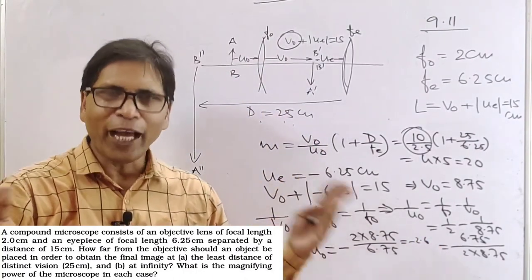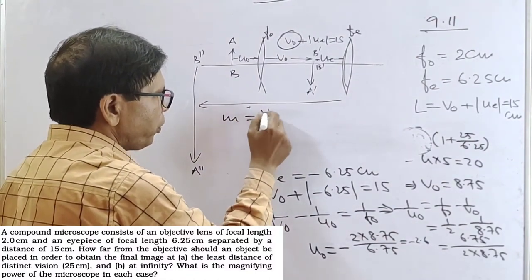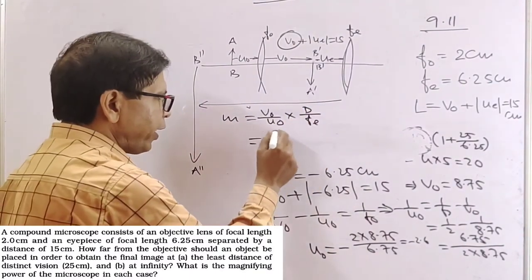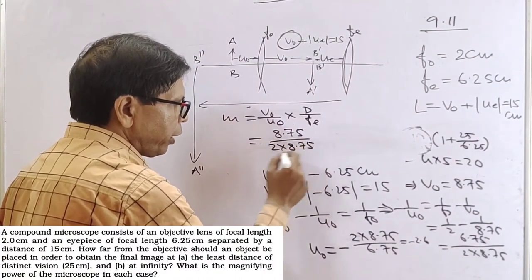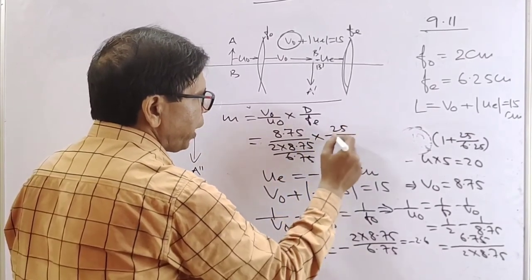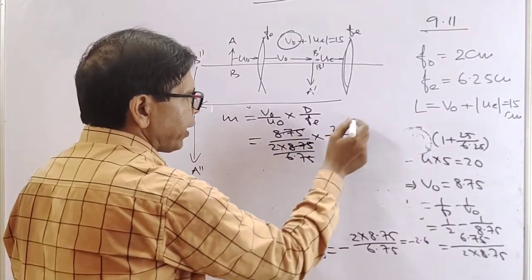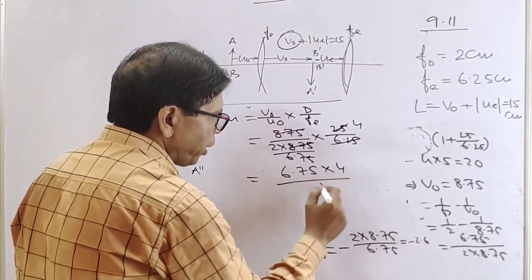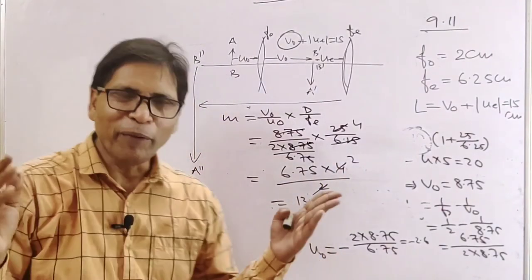Now we have to calculate magnification. Here magnification, M equals VO by UO into D by FE. Now this is 8.75, and this is 2 into 8.75 divided by 6.75, into 25 divided by 6.25. Now this and this cancel, this and this cancel. So 6.75 into 4 divided by 2, so this and this cancel out, so 13.5 is the magnification.